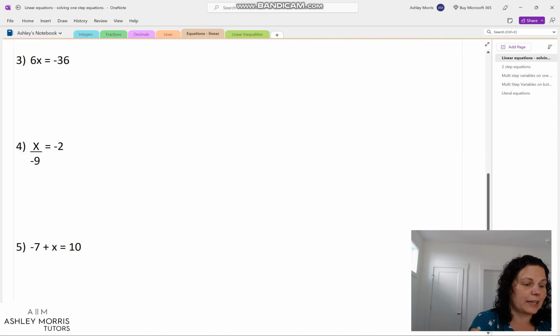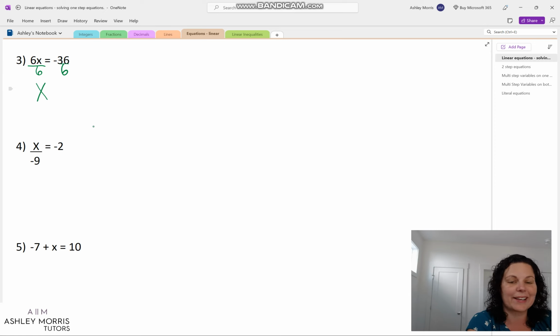Number 3, that is 6 times x. To undo times, we divide. So divide both sides by 6. 6 divided by 6 is 1. 1x, we just write x. -36 divided by +6 is -6.